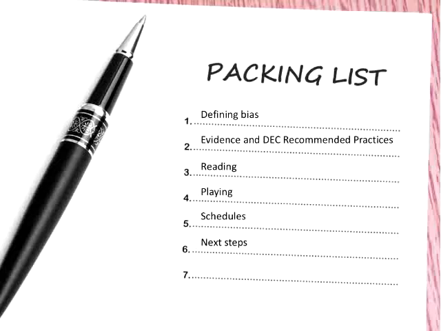In our time together today, we will begin by defining bias for the purpose of this webinar content, then connecting these biases to the evidence as well as the DEC recommended practices, which do guide best practices in our work. We will then unpack 3 specific biases we each likely hold: reading books, playing together, and schedules. Finally, we will determine next steps for broadening our views to implement family-centered practices. So let's get started.